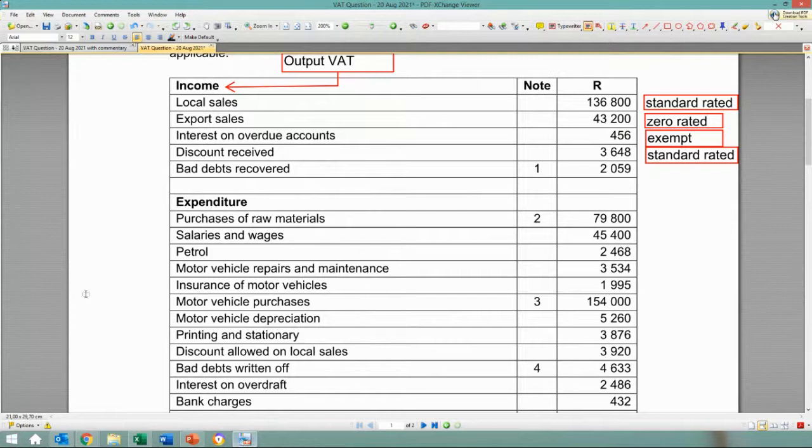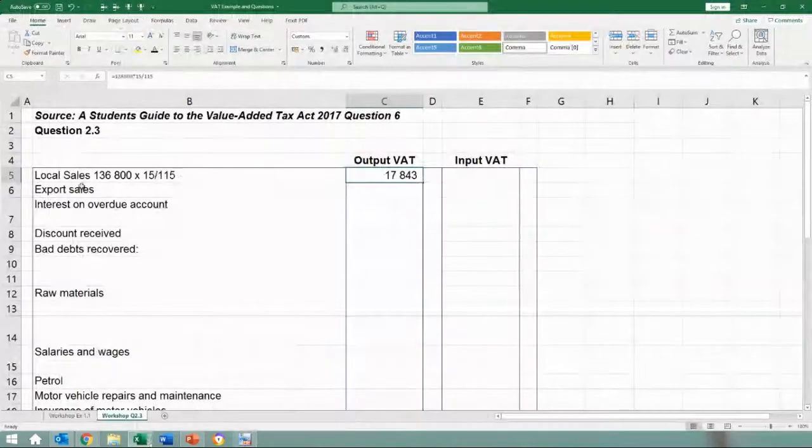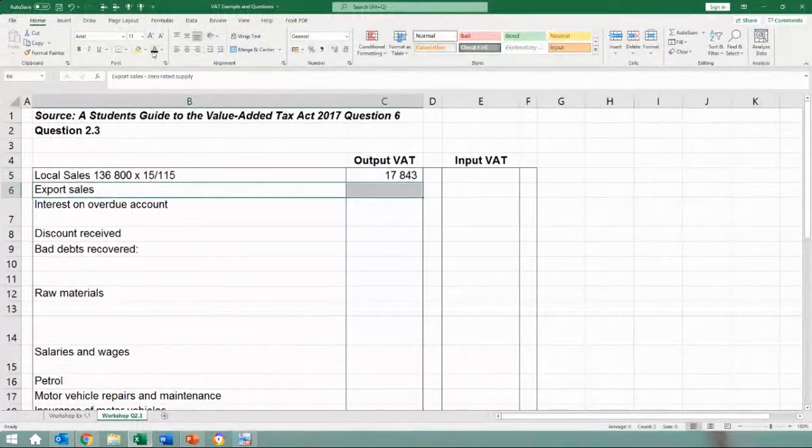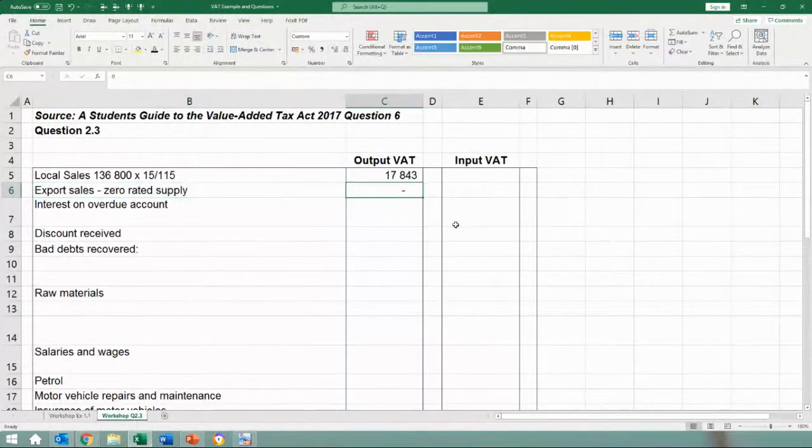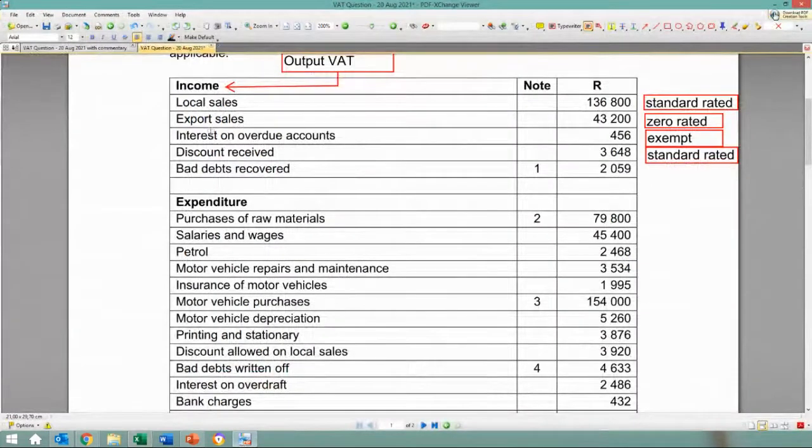Then export sales, we said is zero rated. So that means when we indicate it on our calculation, we would indicate it as a zero rated supply and we would show a zero in there. And this is the short description that they were talking about that you have to indicate, and you would receive a mark for that.